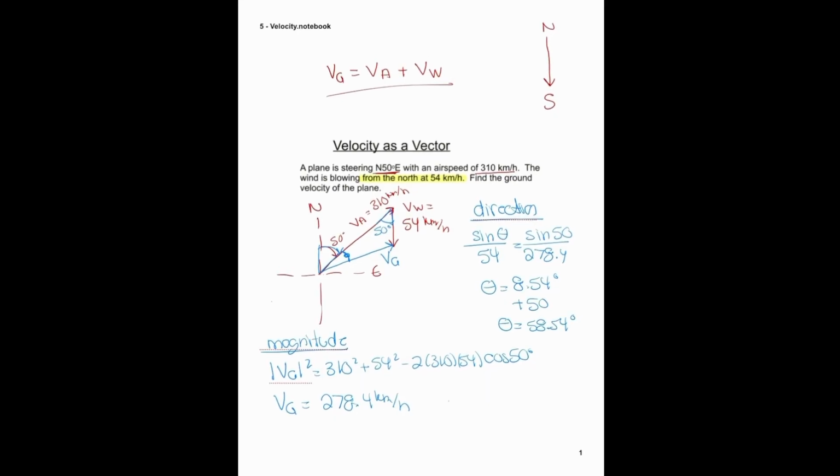So, to wrap this all up and make our summary statement, the ground velocity, or the velocity of the plane relative to the ground, is 278 kilometers per hour, and that is north 59 degrees east.